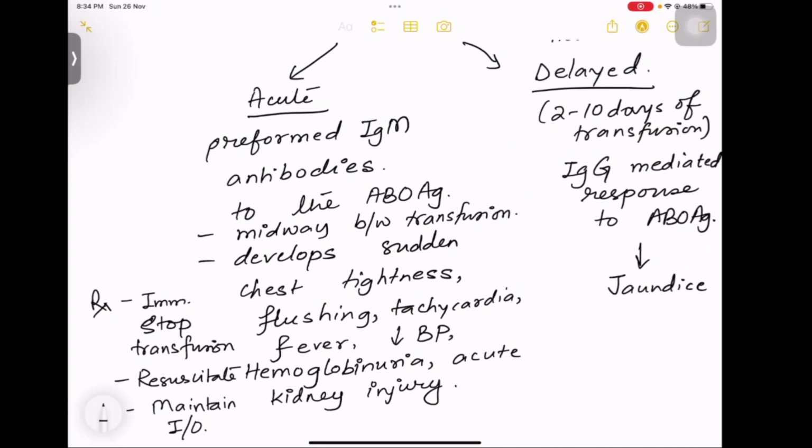Now, in case of delayed hemolytic reactions, the patient will present with jaundice, hemoglobinuria. These symptoms should be remembered because they are different in case of acute and delayed. But in delayed, the treatment of choice is steroids. And obviously, you have to stop the transfusion reaction.